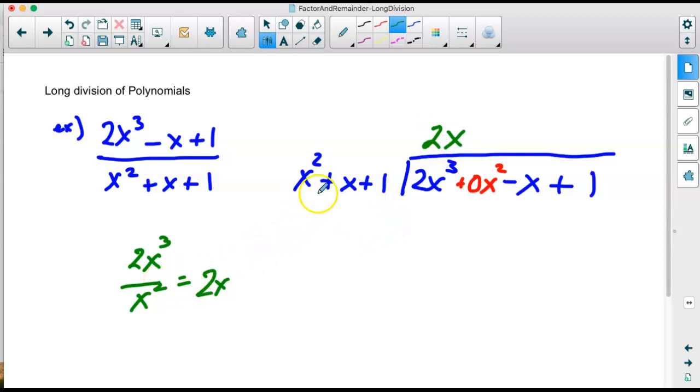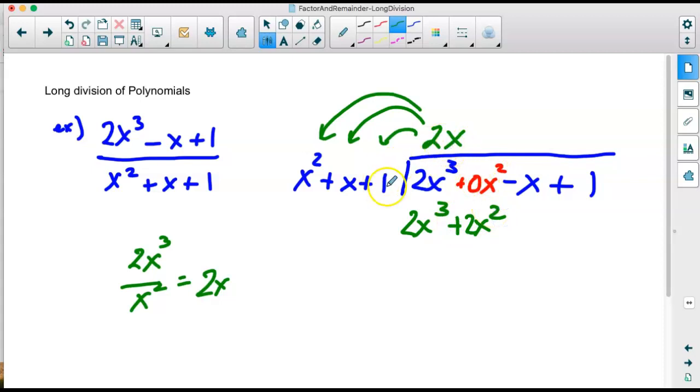Basically what we're going to do then is multiply this times everything in here and write it underneath and subtract. So we want to get rid of this first term. So when we multiply 2x times x squared, we get 2x cubed. And if we subtract those two terms, they reduce to 0. 2x times x is going to be 2x squared. That's another reason I left it there. And then 2x times 1 is 2x.